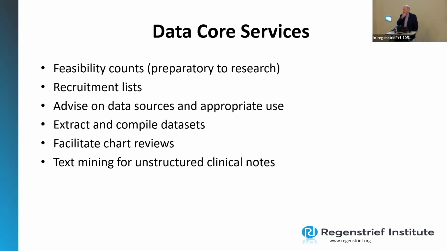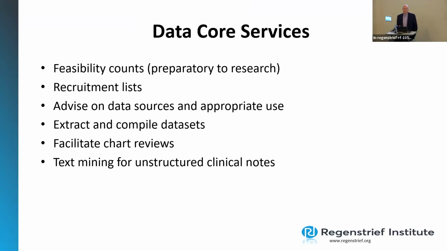So we'll start with the data core. What is it that Faye's team is working on? Primarily, interacting with researchers at the beginning of their process up to the point where they get data. This would be feasibility counts, things like whether they can get the kind of patient populations and data sets that they want, and advice on the data sources. None of these sources are perfect in today's world, so there are some limitations that we need to get across to folks. We extract and compile data sets and help create registries for people to do their research on. And then we facilitate some of the chart reviews and do some of the text mining against the notes that are primarily in the data warehouses from our sources, which I'll talk about in a second.